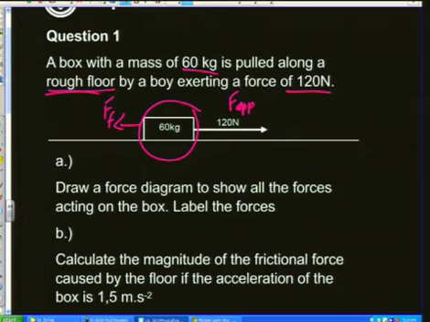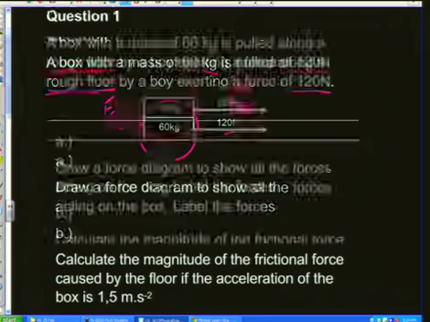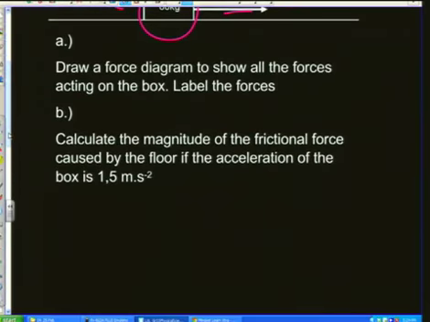Now notice a frictional force, and I'm saying it's acting in the opposite direction to the applied force. The applied force is to the right. The frictional force always opposes motion. Now let's have a look and see what the question's actually asking us to do. I was just interpreting the information there.